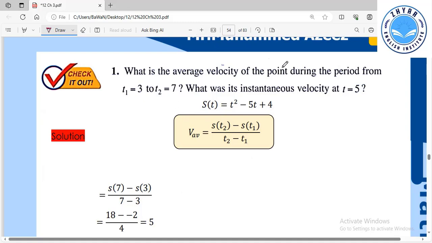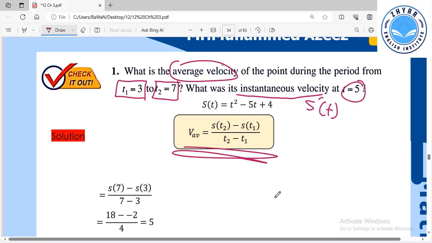What is the average velocity of the point during the period from t1 equal to 3? See, t1 and t2 are clearly given, or the question says in the first 2 seconds or the first 3 seconds or any other number. Now, t1 is 3, t2 is 7. If I want to find instantaneous velocity, I just have to do derivative and input 5. If I want to find average velocity, I have to use this rule.